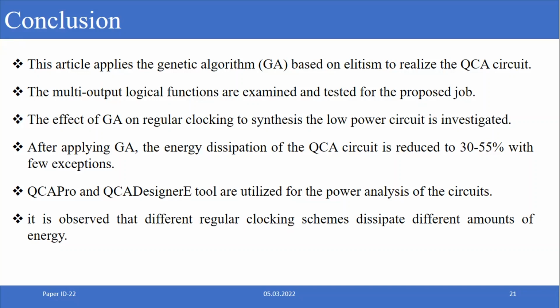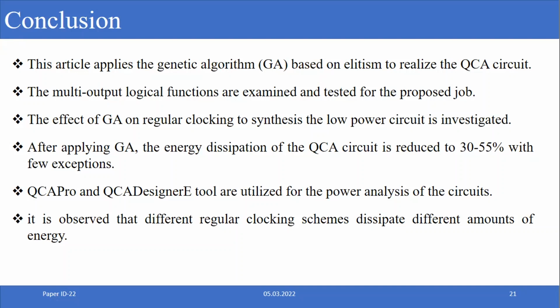We have used for this research the elitism-based genetic algorithm, and we have used 5 different multi-output functions, and we have taken these 5 different multi-outputs from 5 categories of groups. And after that, we have used 2 standard clocking schemes to realize these functions.